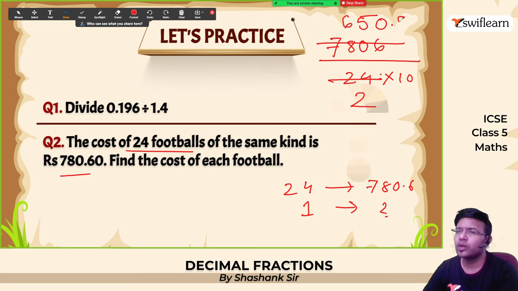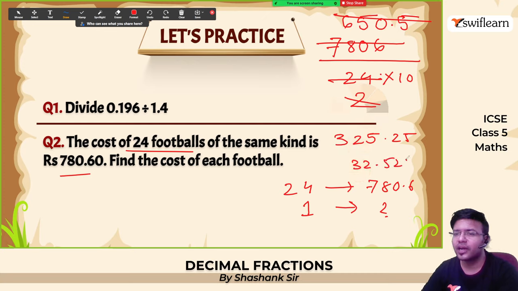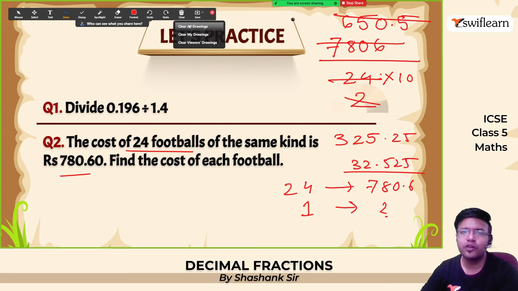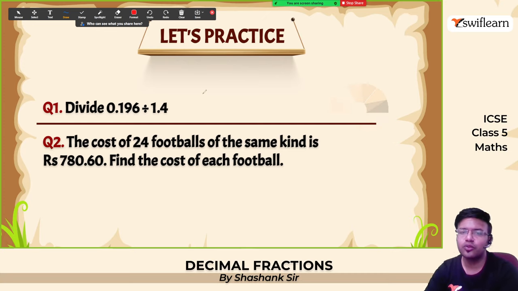Put a point, 12 is 60. Now take half of this. Yes, so half of this is 325.25 divided by 10, 32.525. 32.525 is the cost of each football.